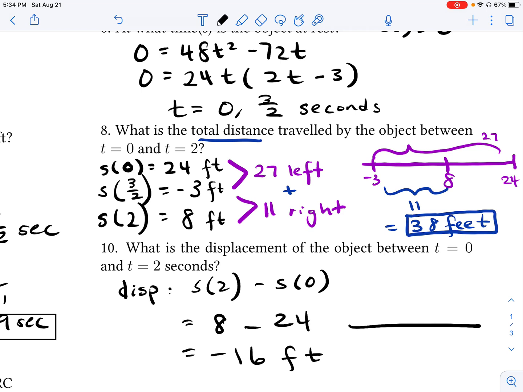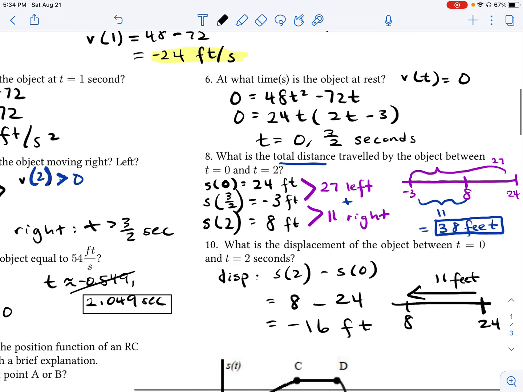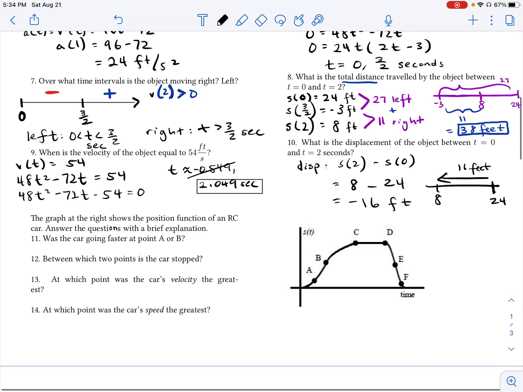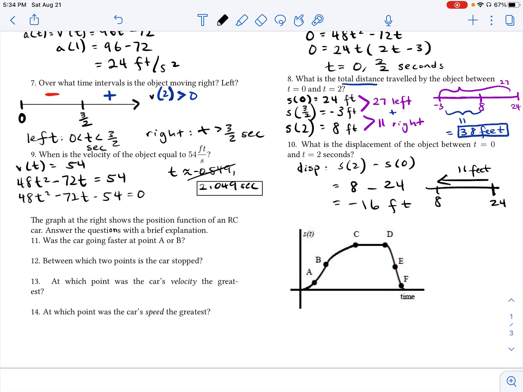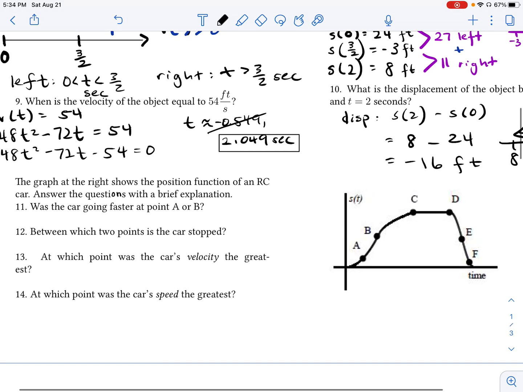Again, when you first started, you were at 24, and after two seconds, you were at 8. So you've moved back 16 feet. That's what displacement is measuring there. Okay, and let's do one more exercise to really make sure that we're comfortable with things like velocity. This time looking at a graph. So take a moment and pause the video and work through some of these questions, and we'll discuss in just a second.